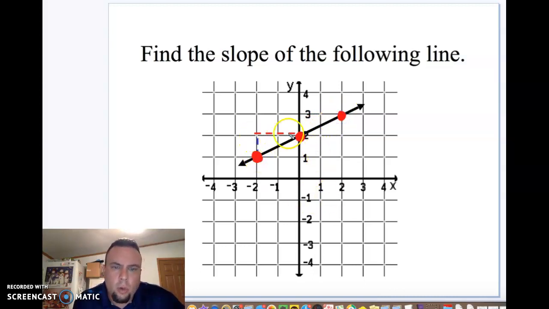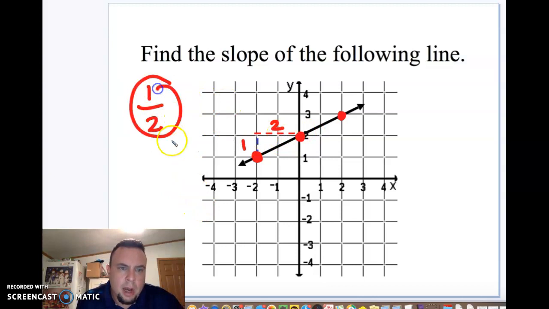All right, so if we go from one point to any other point on the line, we would have to go up 1 to go to this one. We go up 1, that's a positive 1. We go right 1, 2, right? So positive 2. So our rise is 1. We went up 1. Our run, left to right, is a positive 2. So our slope is a positive 1/2.